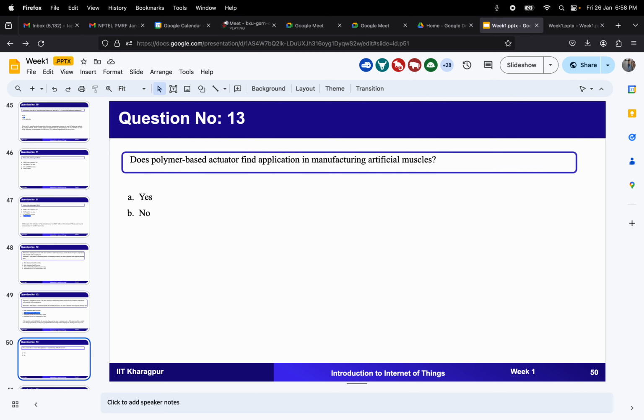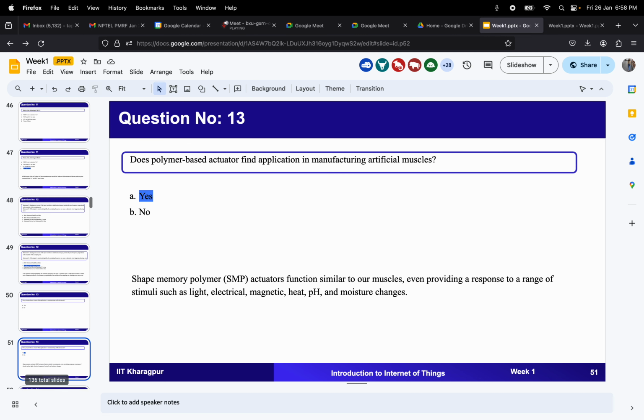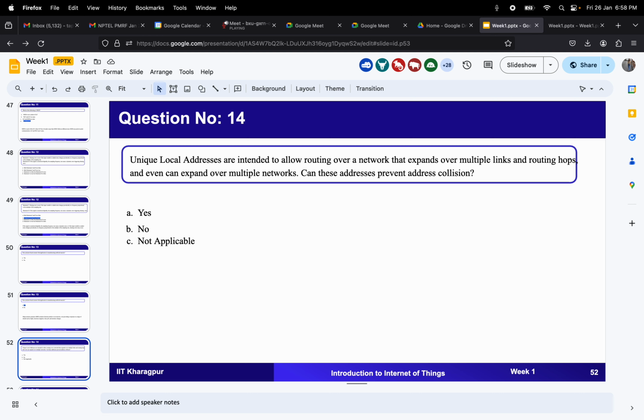Next question, question number 13. Does polymer based actuator find application in manufacturing artificial muscles? Options are yes or no. Yes. So polymer based actuators can be used for making artificial muscles.